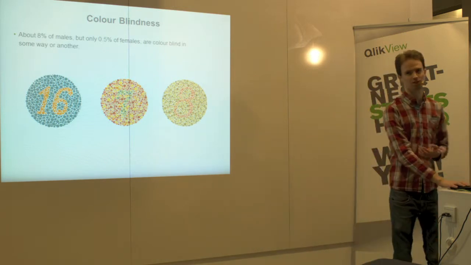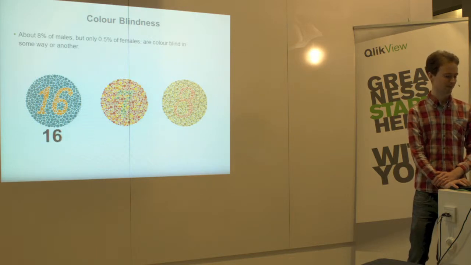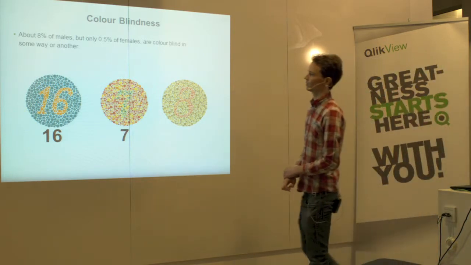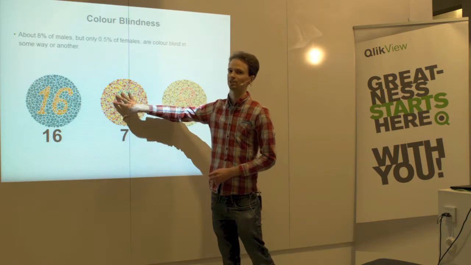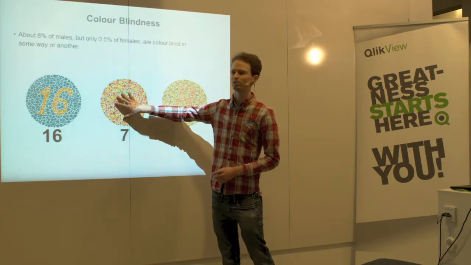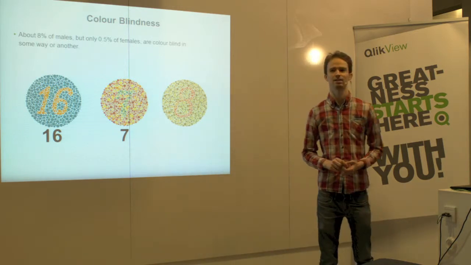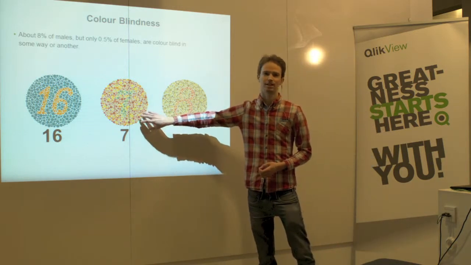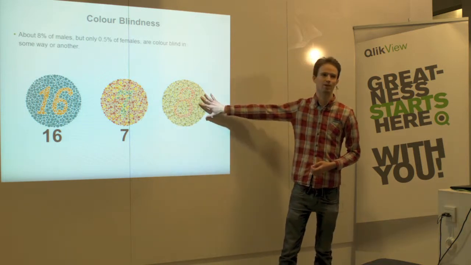So if I showcase you number 1, what's on the left side? 16. Everyone able to see that? What's in the middle? If you're not colorblind, you can easily see number 7. If you have one of these 20, you can't actually see anything. But I'm not too worried about that, because colorblind people know that they can't see number 7 here, because they are used to being colorblind. What I'm really scared about is this part over here.